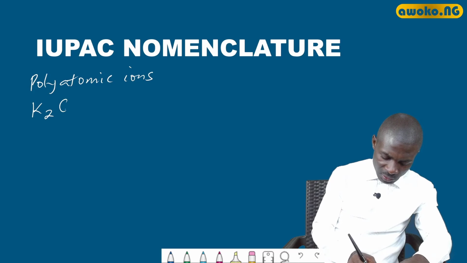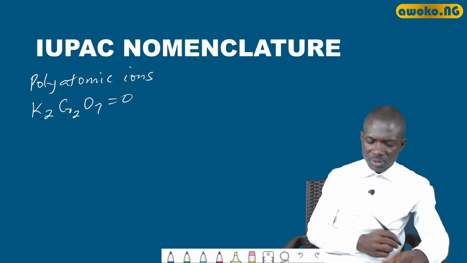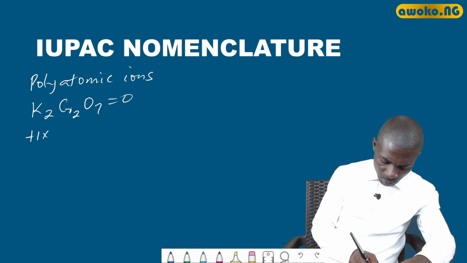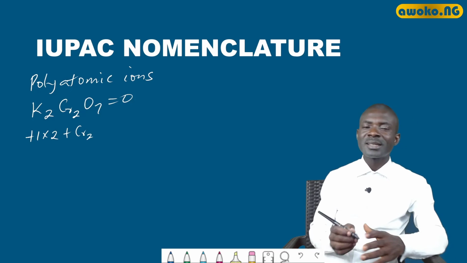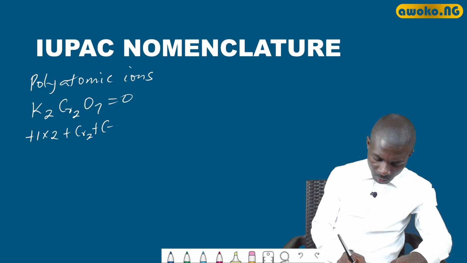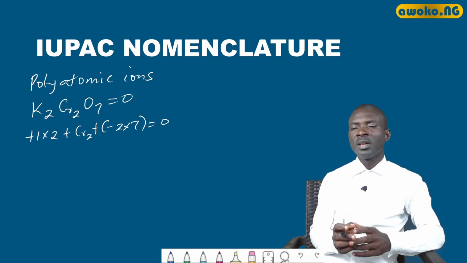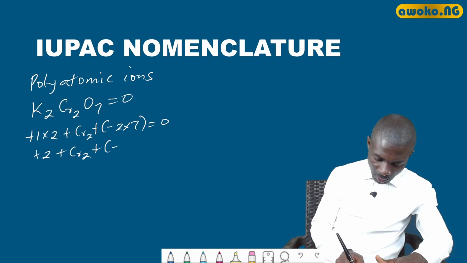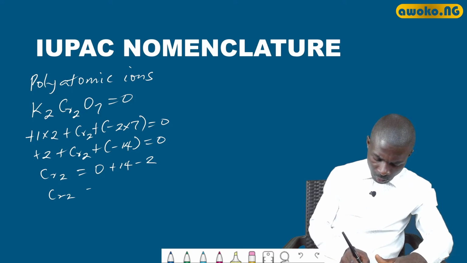So now let's take a look at a common example of a polyatomic ion, just as we have here in K2Cr2O7. Now we say the sum of the oxidation states of elements in a compound is equal to 0. So we have the oxidation state of potassium as +1 multiplied by 2, plus 2Cr, where Cr is the central element, the subject of the formula, plus -2 times 7. Of course, we say the oxidation state of oxygen is usually -2, except in peroxide. So we have +1 multiplied by 2 giving +2, plus 2Cr, plus -14 equal to 0. So collecting like terms, we have 2Cr is equal to 0 plus 14 minus 2. So 2Cr is equal to plus 12. Therefore, Cr is equal to plus 12 divided by 2, which is plus 6.